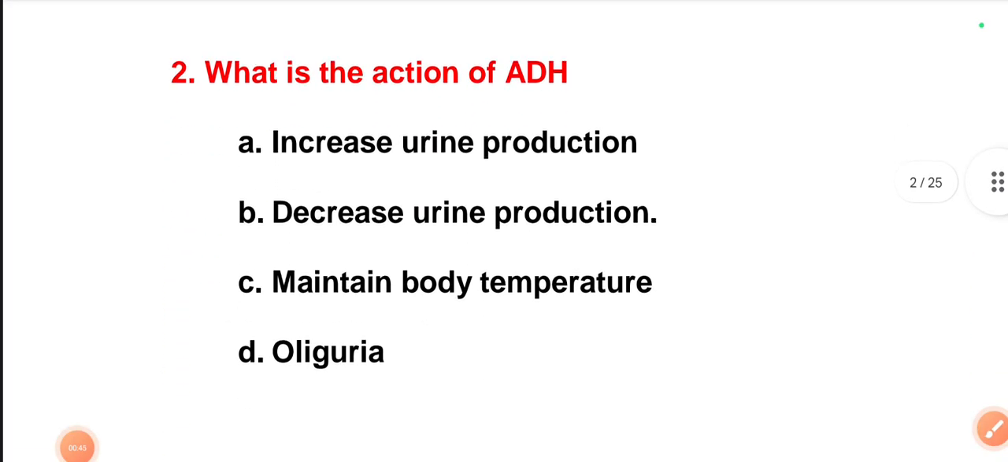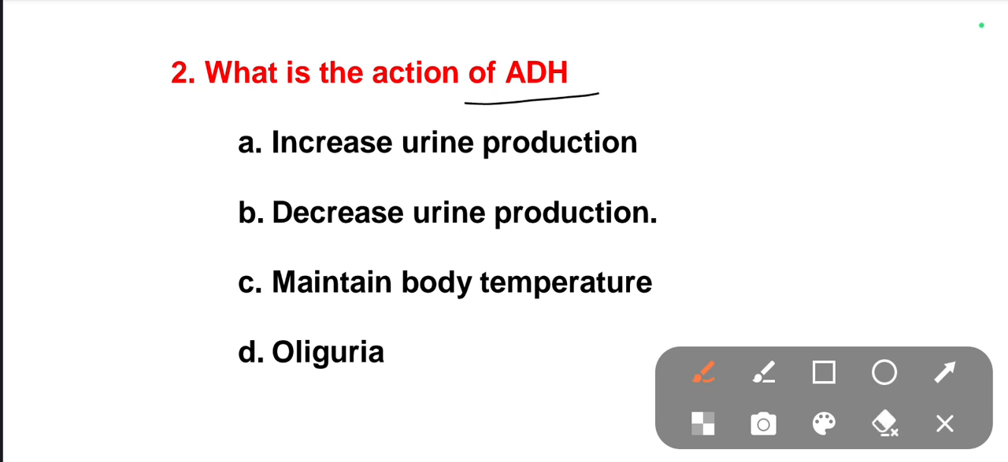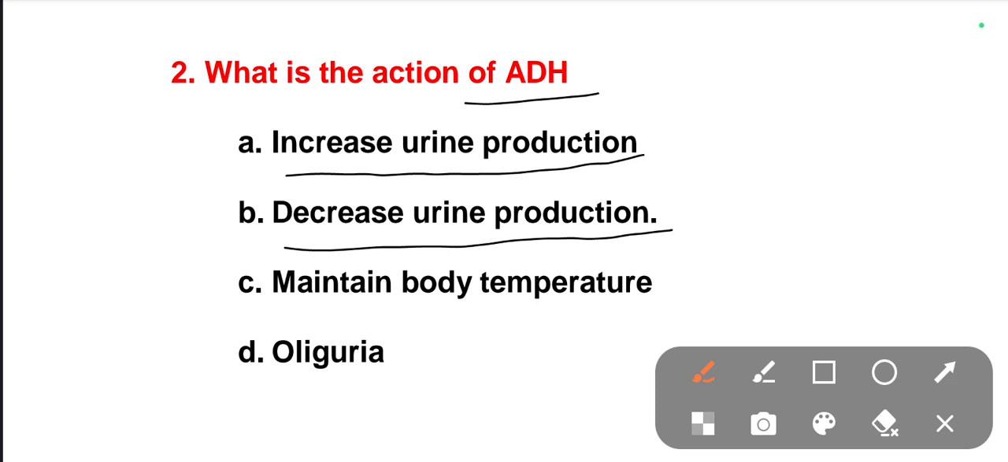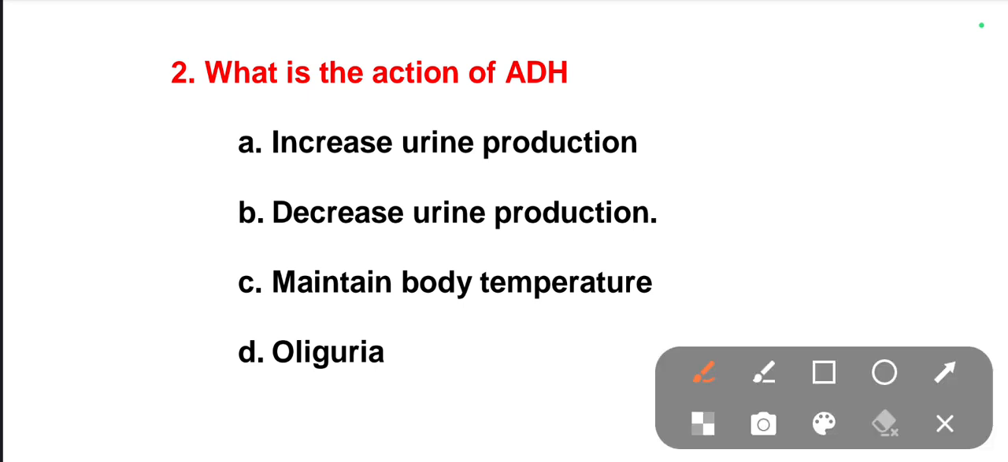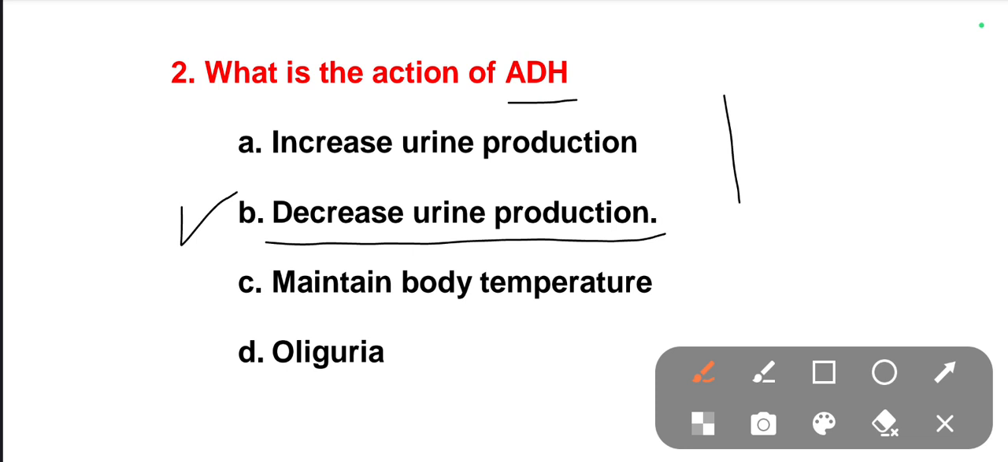The next one is what is the action of ADH? ADH is nothing but antidiuretic hormone. Options are increase urine production, decrease urine production, maintain body temperature, oliguria. The right one is option B, decrease urine production. So antidiuretic hormone is working to reduce the urine production from the kidneys. That is nothing but ADH.